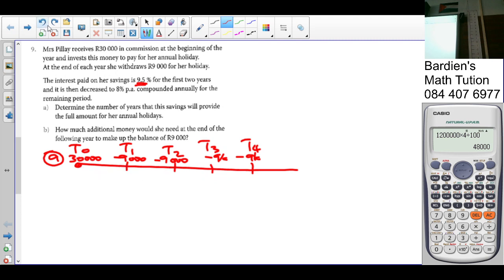So in this case, the first formula is going to be P into 1 plus i to the exponent n. I forgot to write in my interest rate. The interest rate for the first 2 years is going to be 9.5% per annum compounded annually, and then for the remaining period, it's going to be 8.8% per annum compounded annually.